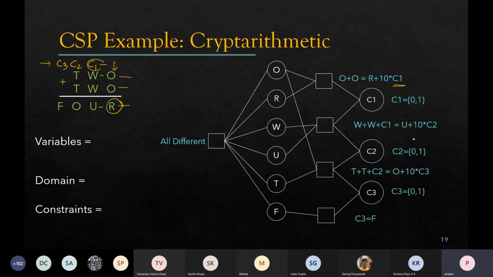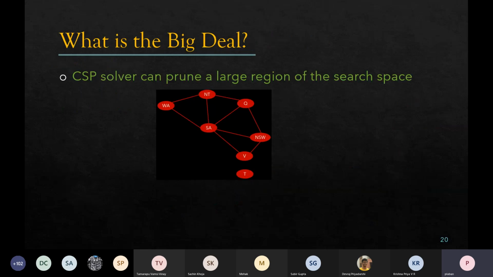And these are the set of constraints. And that's how we can define this cryptarithmetic problem in a CSP formalism. And this is the corresponding constraint graph for this particular problem, right? So again, you know that the graph can be different for different problems, right?